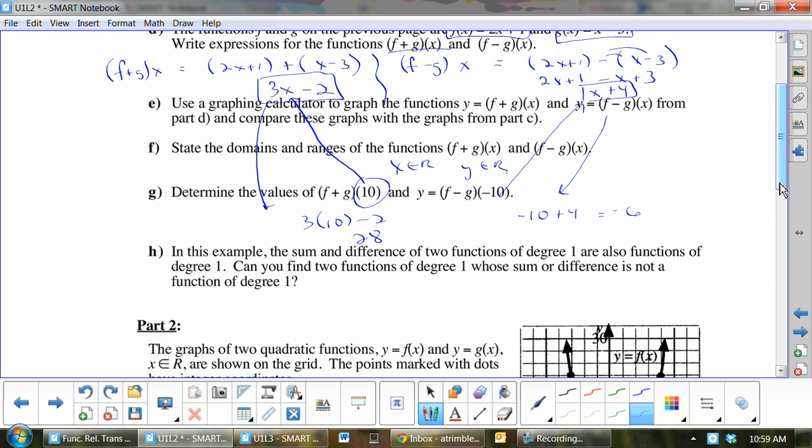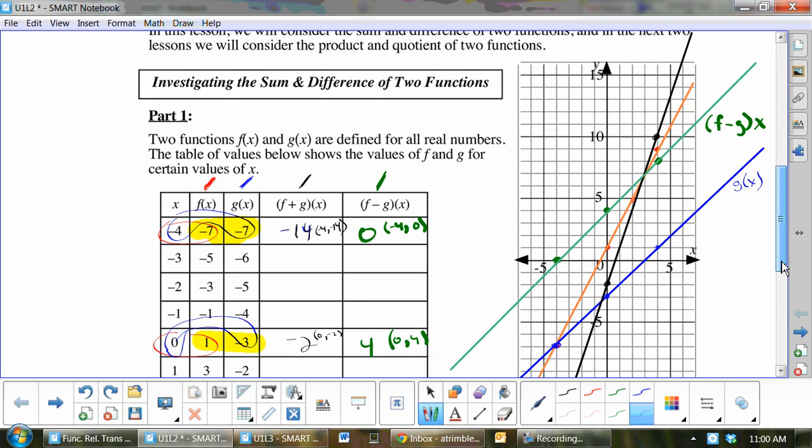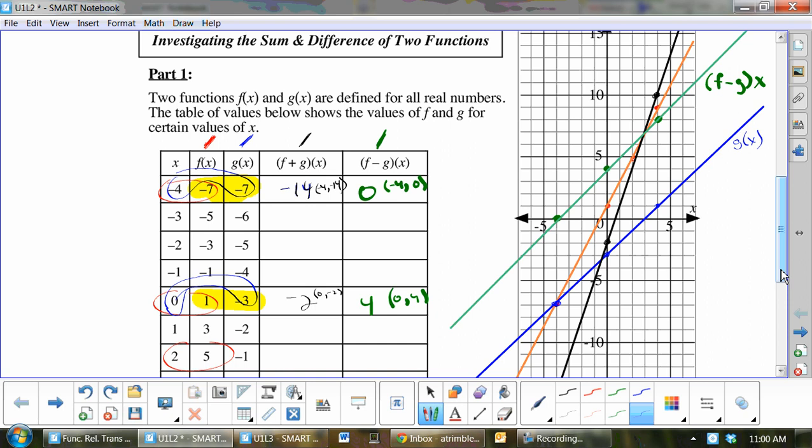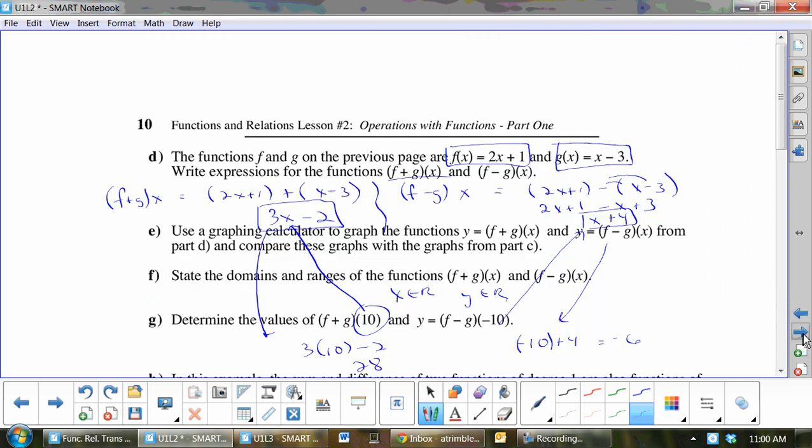Now, here's a diploma question. I'm going to put this in brackets actually up here. In this example, the sum and difference of two functions of 1 degree are also functions of 1 degree. Do you notice over here that these were all straight lines? So they must have all been of degree 1, right? And if you look, do you see how when we took the 2, so I'm up here right now, if I take this plus this, see it? That's 1 degree, that's 1 degree, I get an answer with 1 degree. This one has 1 degree, that one has 1 degree, I get an answer of 1 degree.